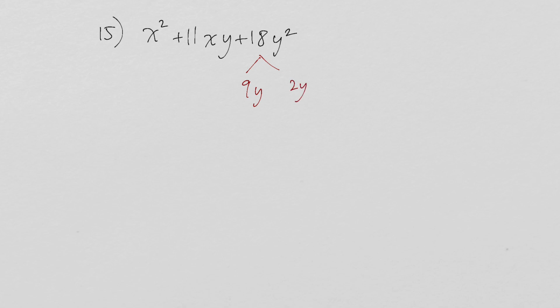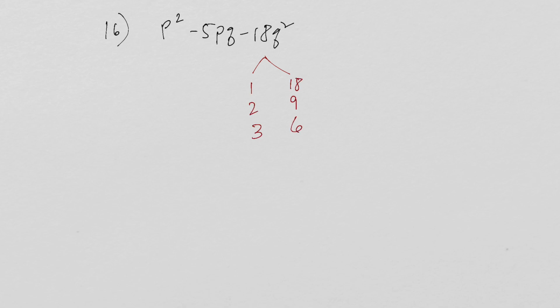Okay, number 15 is x squared plus 11xy plus 18y squared. And we're looking for factors of this that add up to 11. So how about 9 and 2? So our answer is going to be x plus 9y, oops, let me write that nicer, and x plus 2y.